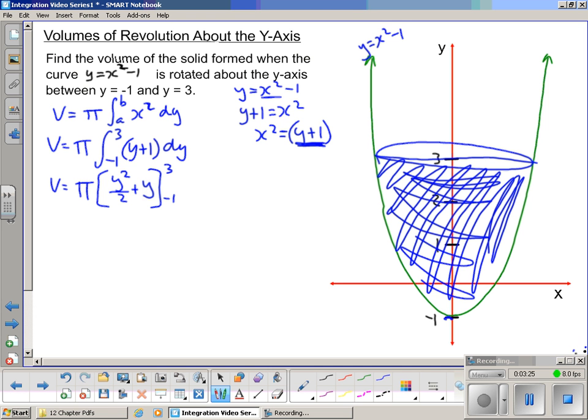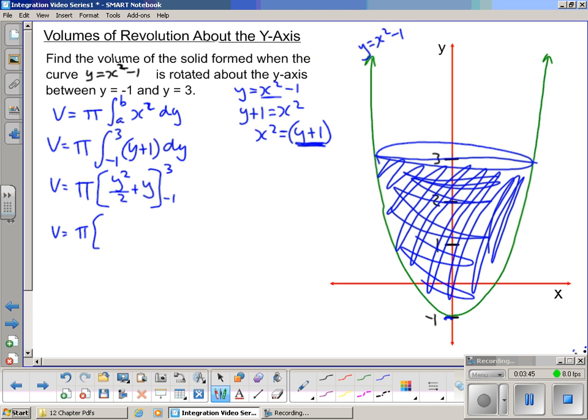Okay, so we've integrated there. We've got pi still out the front. So we will sub 3 wherever there's a y, and we'll subtract from that minus 1 subbed in wherever there's a y. So we'll get volume equals pi out the front of, we'll keep things fairly separate there.